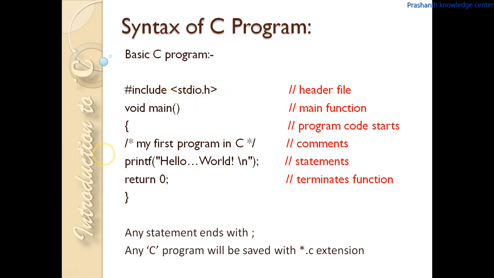For predefined header files, we write them in angular brackets, meaning they are already in the C library. If we are defining a header file, that is a user defined header file, then we put the header file in double quotes. We will be learning those things in later classes. And now let us move to the next line, that is void main. That is the main function where the program starts.